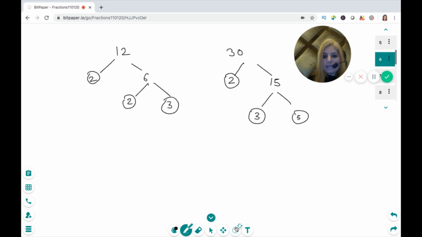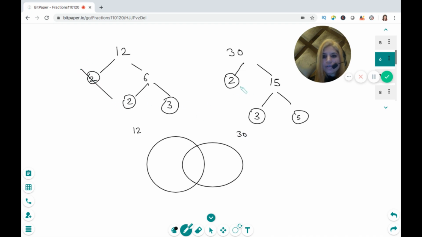Now let's make a Venn diagram. This is for 12. This is for 30. Now what is common? 2 is common in both of them. That comes in the center. Then 3 is common. That comes in the center. So for 12, we are left with 1, 2. And for 30, we are left with 1, 5.